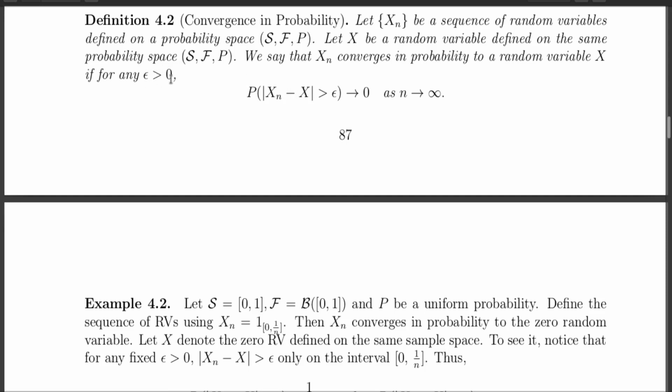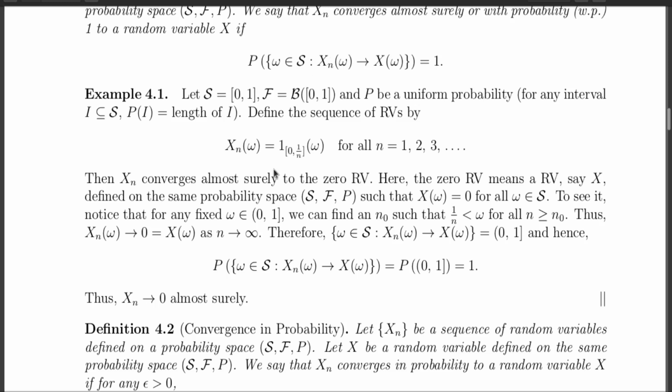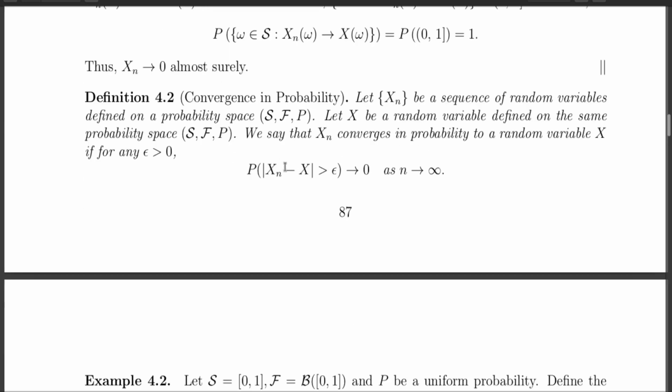for all epsilon greater than 0, and I first need to find the probability that the absolute value of xn minus x is strictly greater than epsilon, the probability of this event, and then I need to check whether the probability converges to 0 or not. So just keep in mind that the main difference between almost sure convergence and convergence in probability is that in the almost sure case, first we take the limit, we check whether the convergence is there or not, and then we take the probability. But in this case, first we check whether the difference is greater than epsilon or not, and then we check whether it converges to 0 or not.